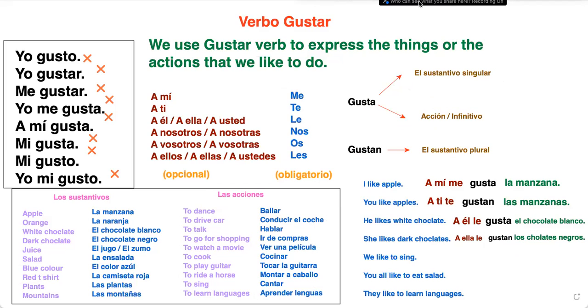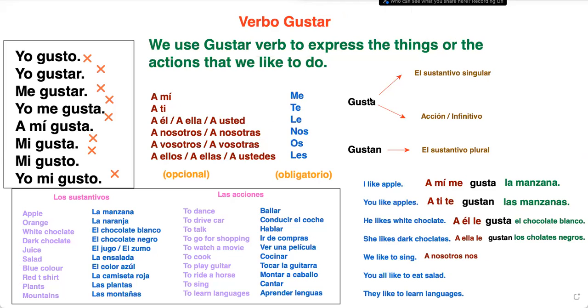Now, we like. How would we say we like? Either way, I can use a nosotros, or I can use a nosotras. We have learned in the previous videos the difference between nosotros and nosotras, so you can refer to the previous videos. Now we like. Because I'm a boy, male, and I'm talking about a group of boys and girls, a nosotros, nos.